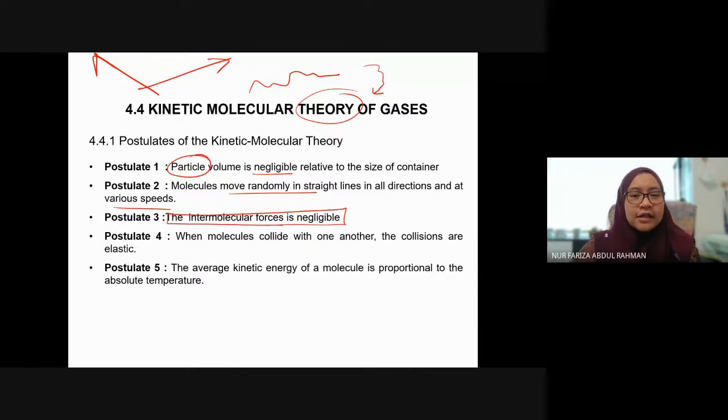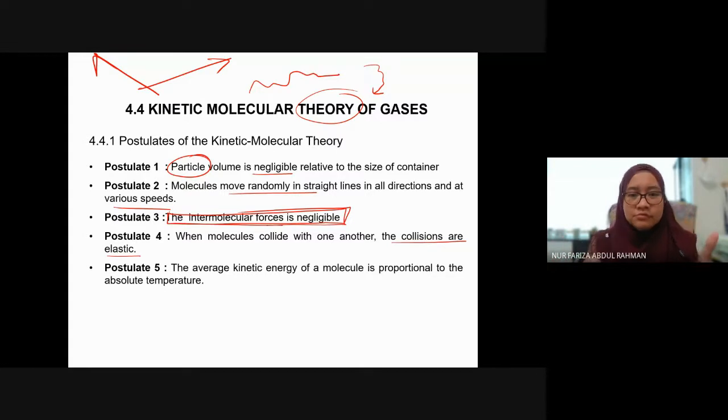Okay, and then postulate number 4, when molecules collide with one another, the collision are elastic. This is again, dia punya reason being is due to this. Kenapa bila dia collide, the collision are elastic? As if macam there's nothing happen. There is no loss of energy kan. Elastic means dia tak ada loss of energy, speed dia still remain the same. It's just that dia bounce back tapi there's no loss of energy. That is what we call elastic.